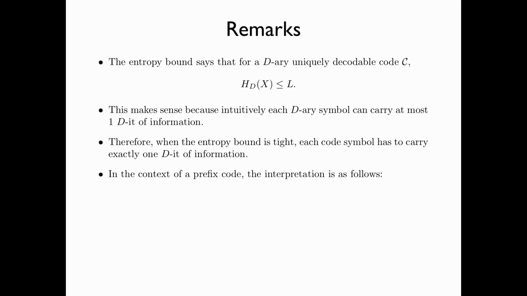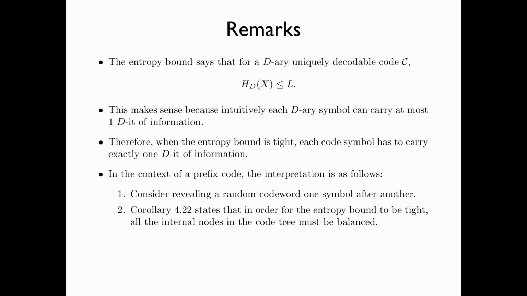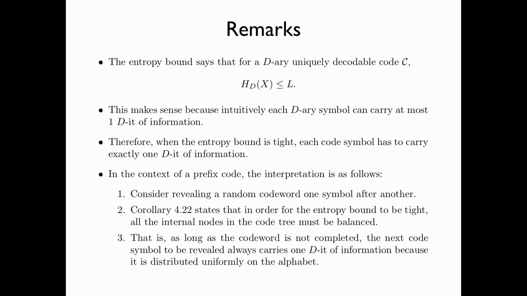In the context of a prefix code, the interpretation is as follows. Consider revealing a random code word one symbol after another. Corollary 4.22 states that in order for the entropy bound to be tight, all the internal nodes in the code tree must be balanced. This means that as long as the code word is not completed, the next code symbol to be revealed always carries one bit of information because it is distributed uniformly on the alphabet.